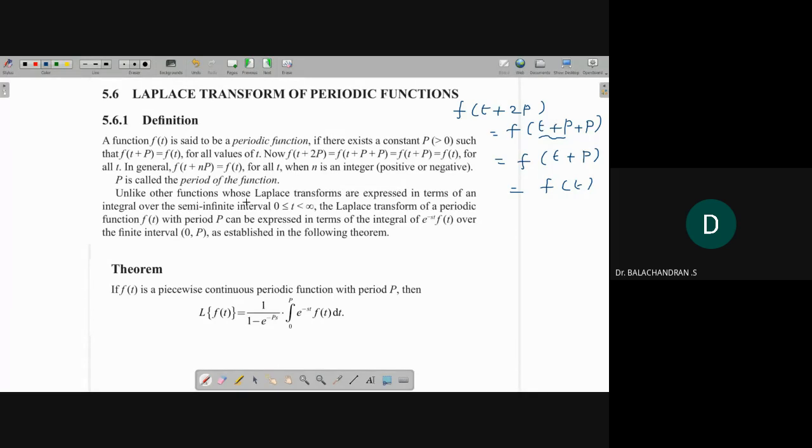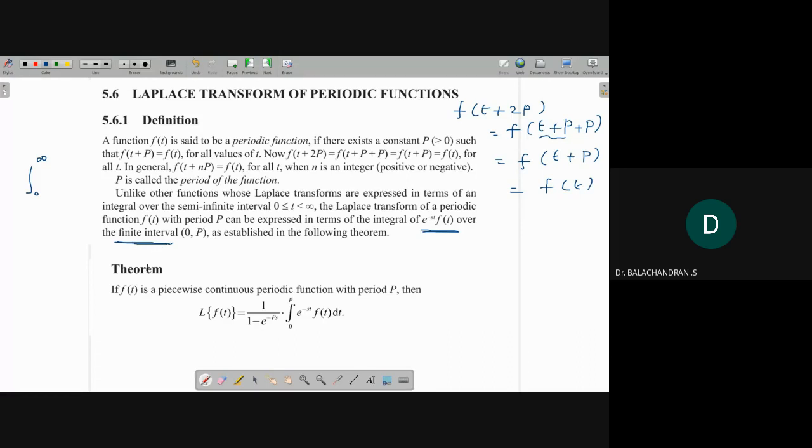Unlike other functions whose Laplace transforms are expressed in terms of a semi-infinite integral, usually we define the integral for Laplace from 0 to infinity. The Laplace transform of a periodic function f of t with period p can be expressed in terms of an integral of e power minus st into f of t, with the same integrand but over the finite interval, 0 to p, not 0 to infinity. That is the main difference here.